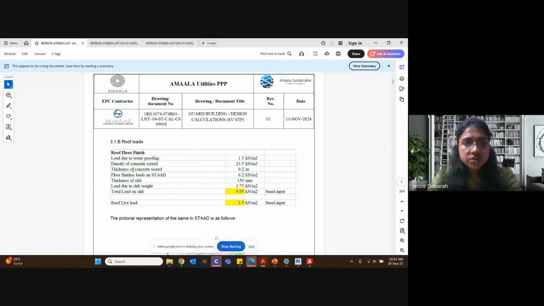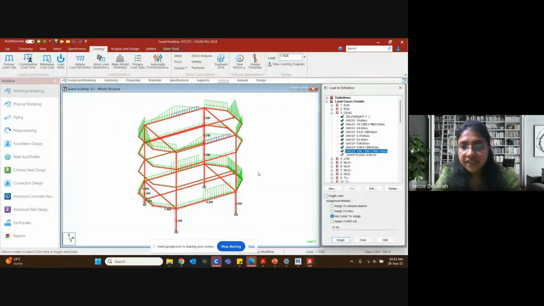Then thickness of concrete screed, then floor finish. Okay, then thickness of the slab, that is your self weight of the slab, another thickness. Okay, then load due to self weight of the slab. So total load on slab is 9.95. That is what we apply here as the roof load, 9.95.